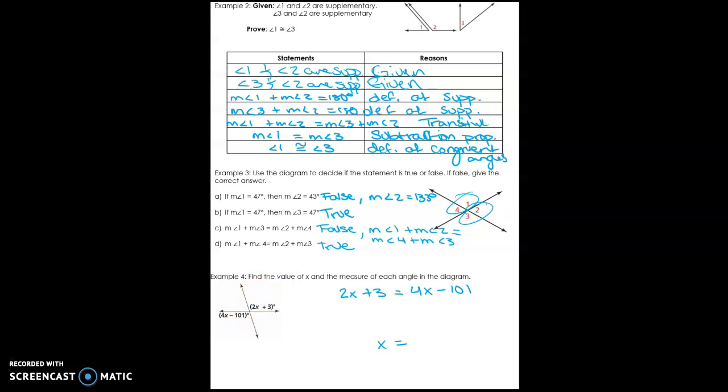All right, so hopefully you paused the video and you found that x is equal to 52. So you should get 52. And then each of these is going to be 107 degrees because they are vertical angles.